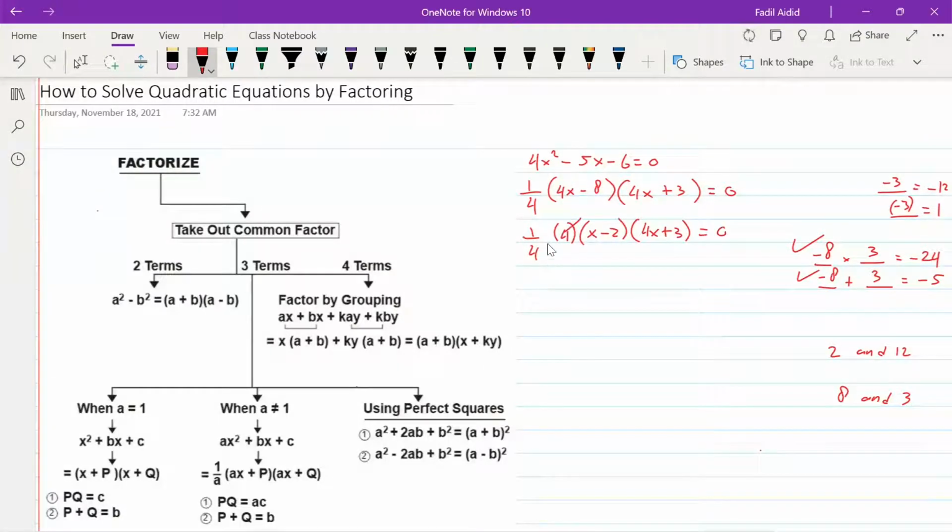Now this cancels out, right? So it will be x minus 2, 4x plus 3. And then as usual, we make each bracket equal to 0. x minus 2 equals 0, or 4x plus 3 equals 0. Solving for x, we get 2, or 4x equals negative 3, x equals negative 3 over 4.